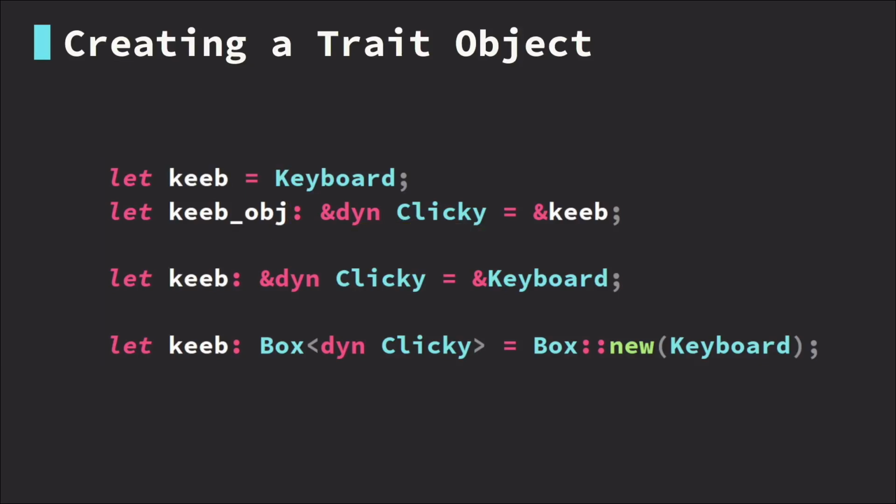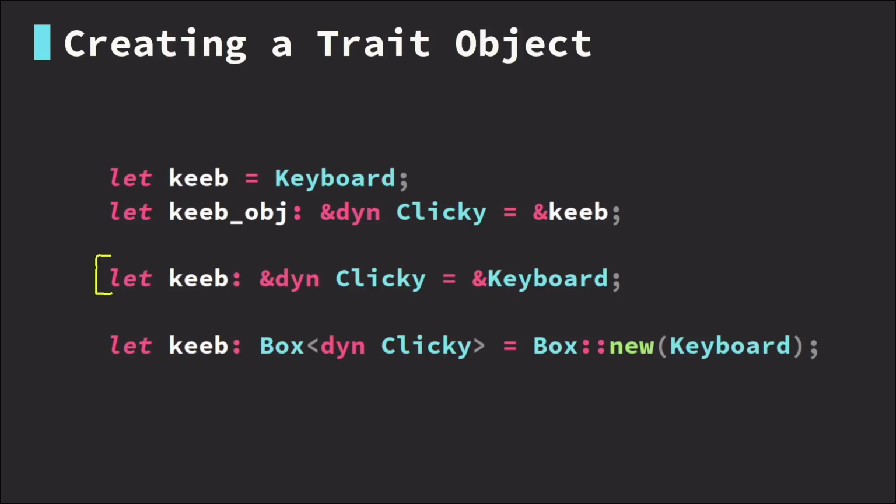Recall that trait objects use dynamic dispatch. So for our type annotation, we're going to use dyn, which is short for dynamic. We're going to pronounce this din. So we're going to use a reference to din clicky. Clicky was our trait. We're just going to set it equal to a reference to our variable. You can also think of this as just borrowing the variable. So this will be the first way you can create a trait object.